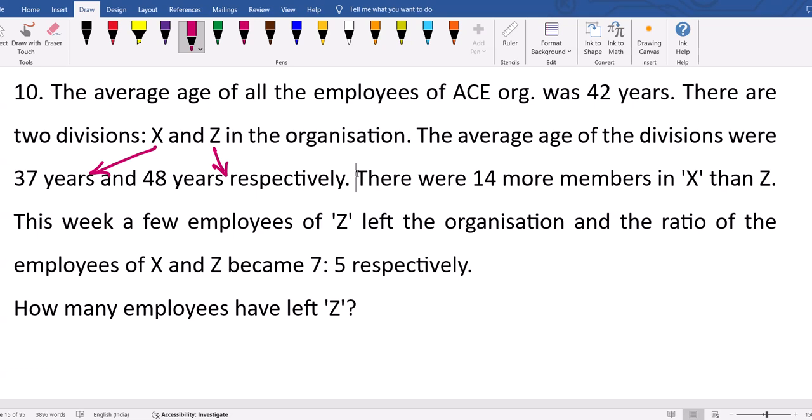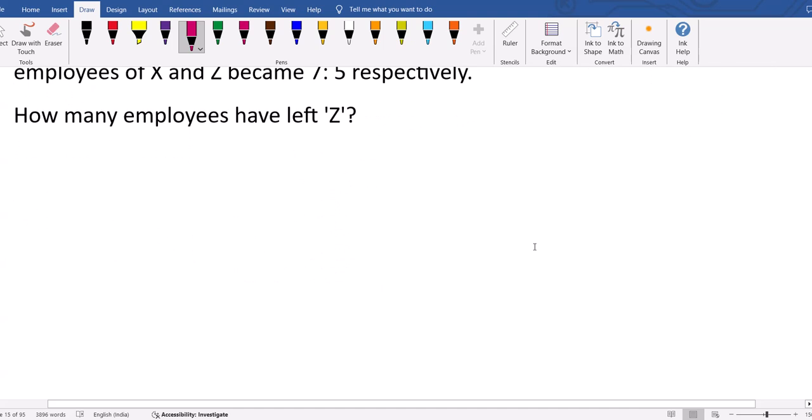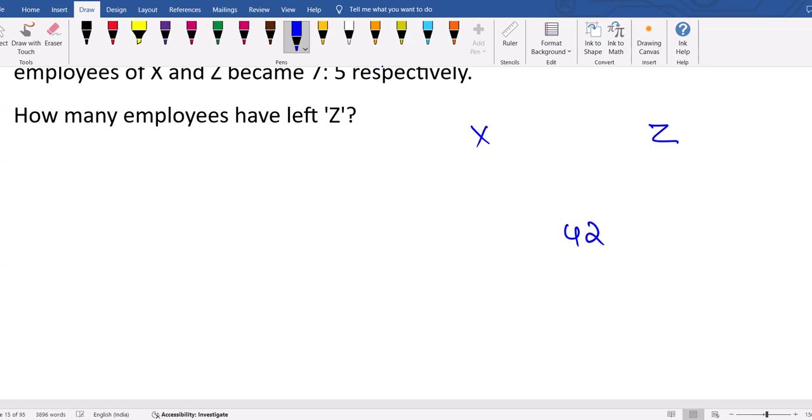Whether you know initially how many, but indirectly given the overall average age of employees in the organization is 42, X is 37, Z is 48. Using mixtures and allegation, I can get the ratio. How, sir? See, X and Z together, the overall employees in that organization average 42. X is 37, Z is 48.